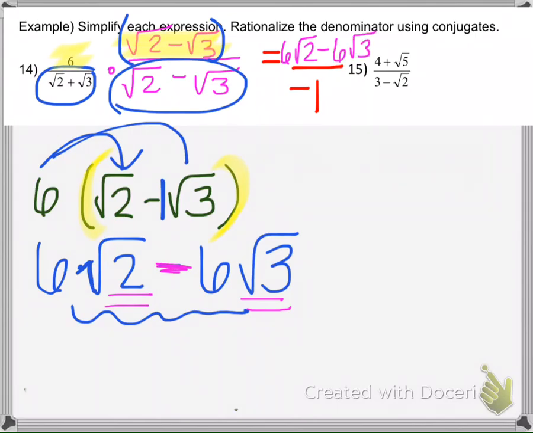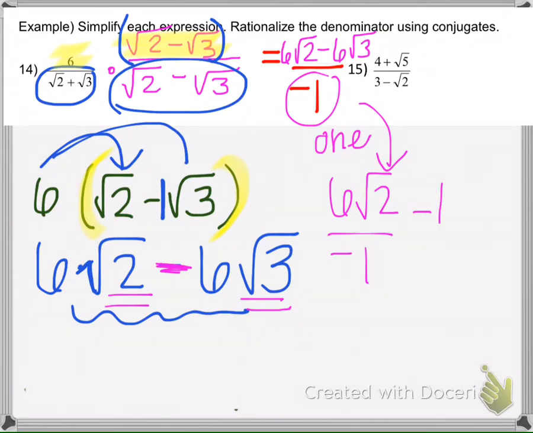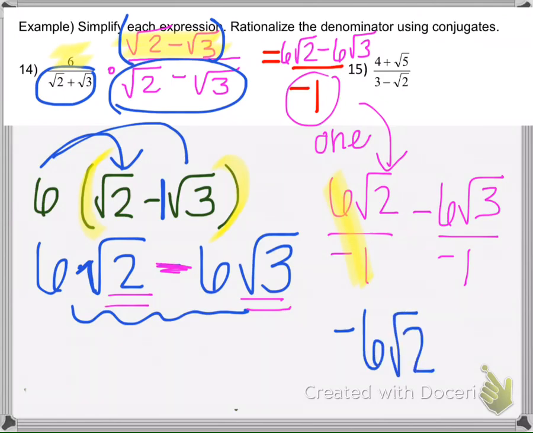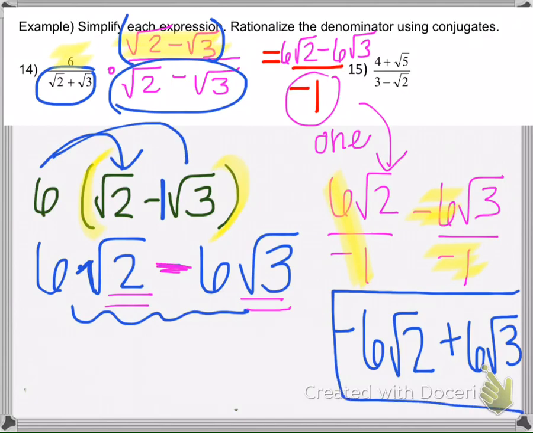And then we learned in our last chapter that when we have only one term in the denominator, we can rewrite it split up like this. And now we can simplify this here. Positive 6 divided by negative 1 is negative 6 rad 2. And then here we have a negative 6 divided by negative 1. That is positive 6 rad 3. And that would be our final answer.